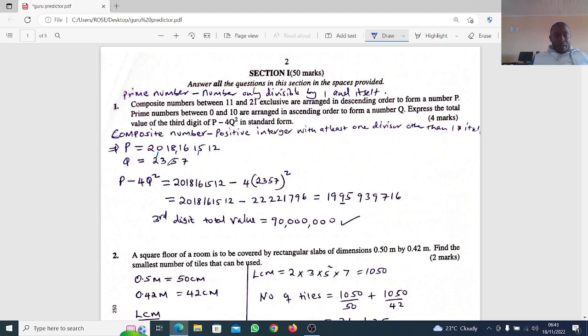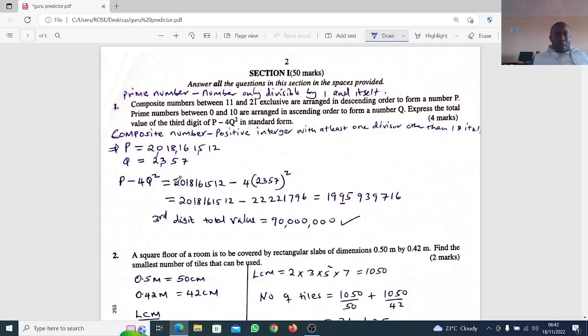3 is divisible by 3 and 1. 5 is a prime number and 7 is a prime number. 9 has more divisors, so it is not a prime number. So these are the prime numbers. The number formed here is 2,357.